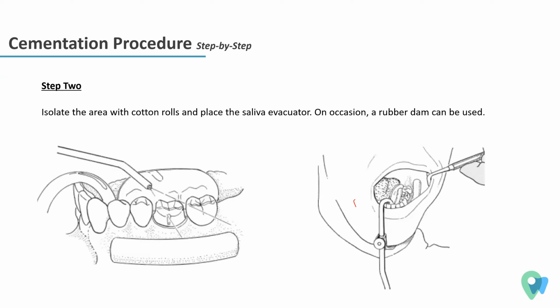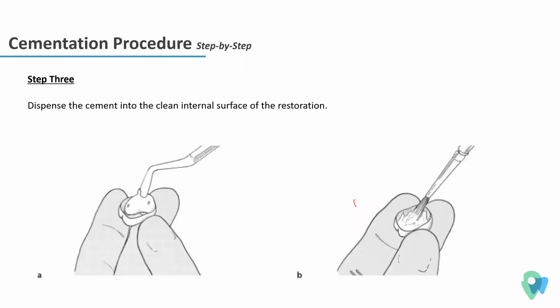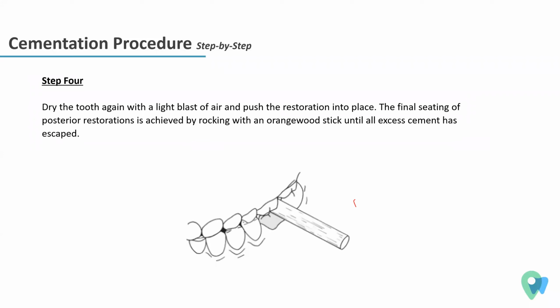Step 2. Isolate the area with cotton rolls and place the saliva evacuator. On occasion, a rubber dam can be used. Step 3. Dispense the cement into the clean internal surface of the restoration. Step 4. Dry the tooth again with a light blast of air and push the restoration into place. The final seating of a posterior restoration is achieved by rocking with an orange wood stick until all excess cement has escaped.